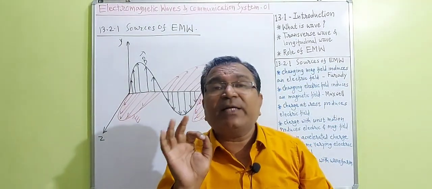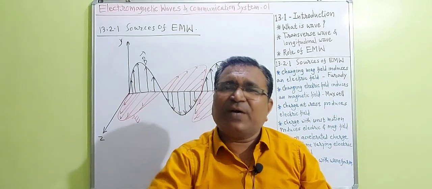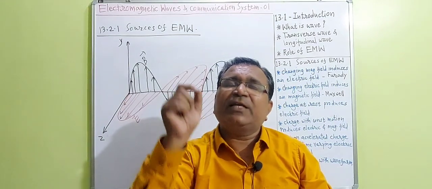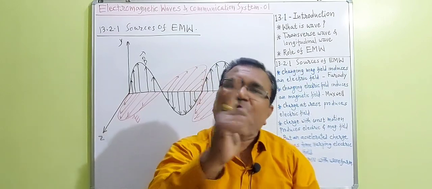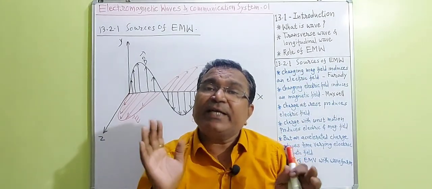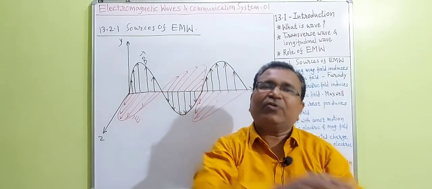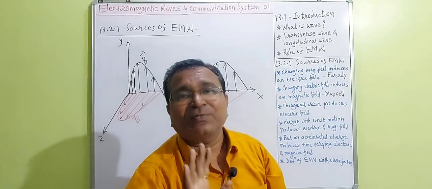The velocity of the electromagnetic wave is very fast, equal to the speed of light, 3 into 10 raised to 8 meter per second. To propagate electromagnetic wave, a material medium may or may not be necessary. That means electromagnetic wave can propagate through vacuum also.